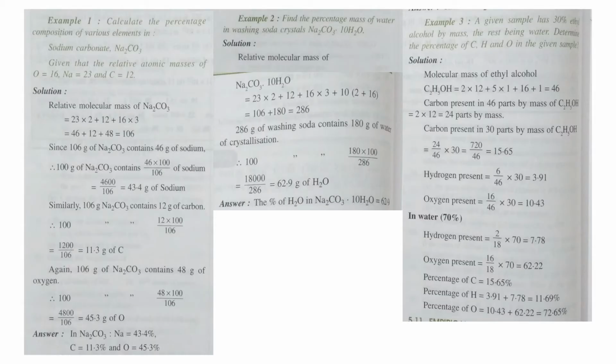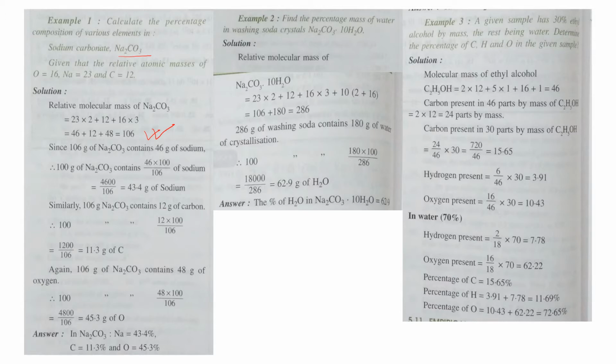Example 1. Calculate the percentage composition of various elements in sodium carbonate. Now this type of numericals you have already done in standard 9. So this is just a revision, you all know about it. Percentage composition of various elements in Na2CO3. That means you have to find out the molecular mass of Na2CO3. By knowing the atomic mass I have got this mass as 106.